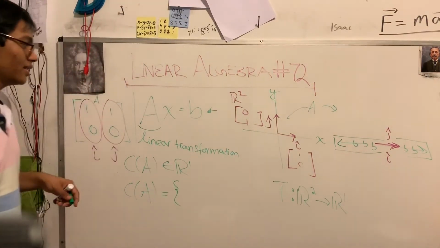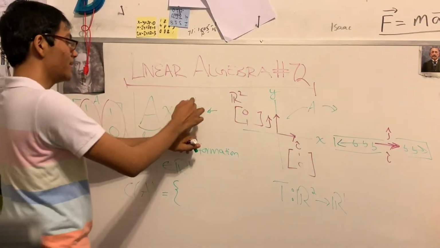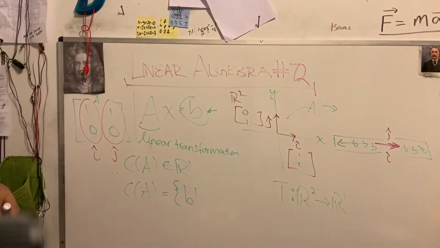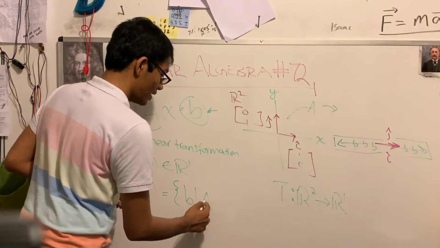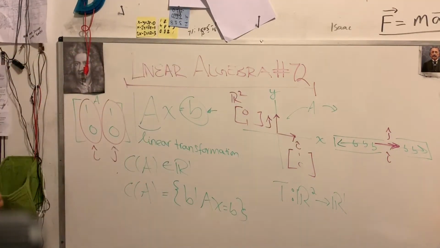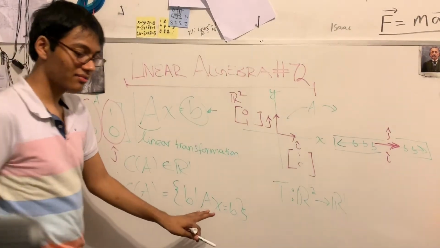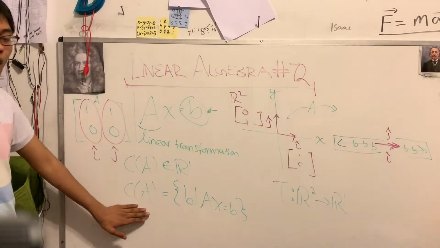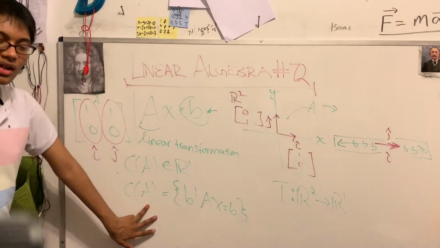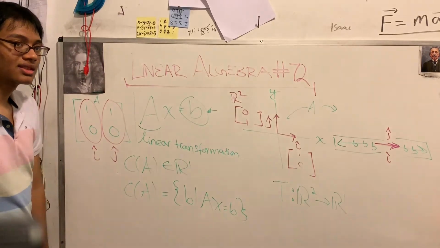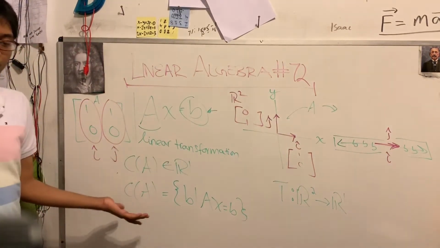Basically, you're looking for all the b's such that Ax equals b. So what is this saying? It looks simple, but this is saying a lot. This is saying the column space of A. What even is the column space? It's one of the subspaces. But what is a subspace?